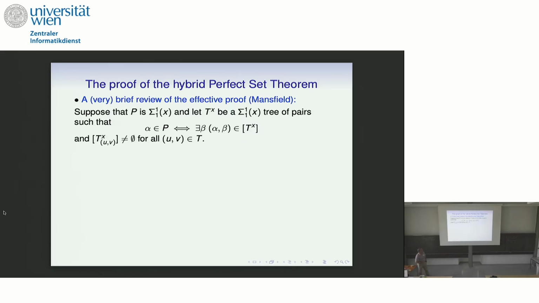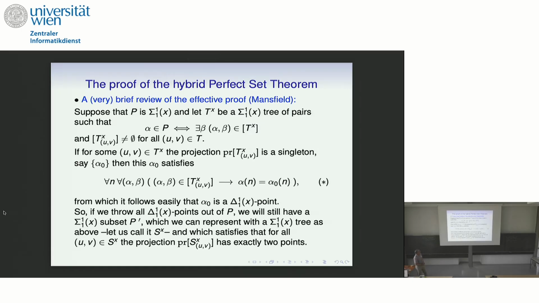But I want the tree to be pruned, meaning that it's a tree of pairs, so that for all u, v in T of x, it's a typo, if u, v is in there, then I can find an infinite branch extending this thing. So to get this, I need to prune the tree, so I end up with a Sigma 1 1 tree. Oh, that's fine. Okay. So if for some u, v the projection is a singleton, say singleton alpha 0, then this alpha 0 satisfies this condition there.